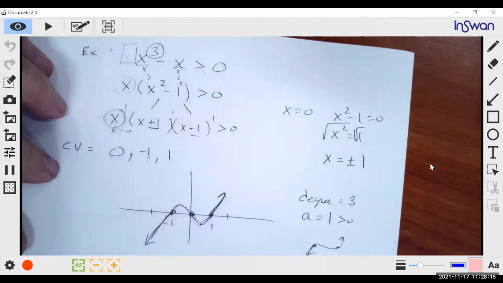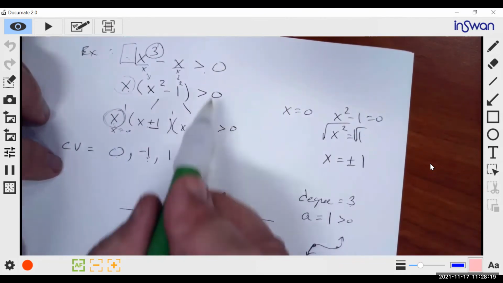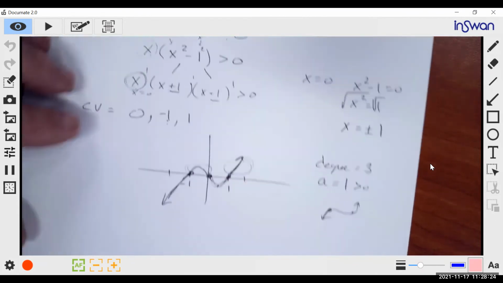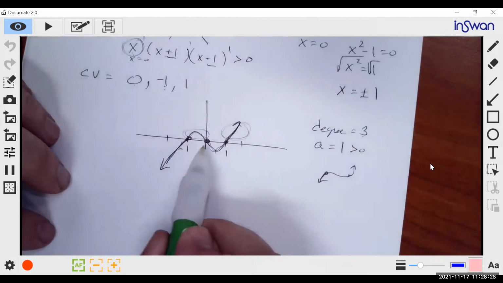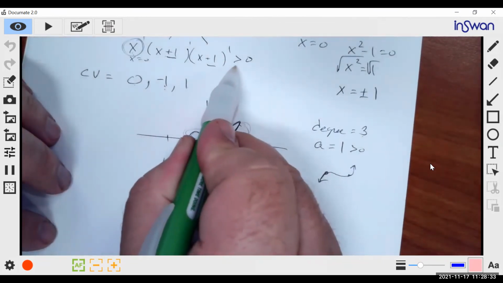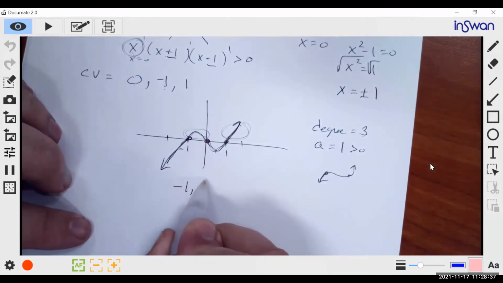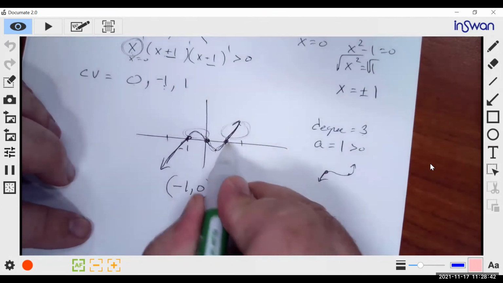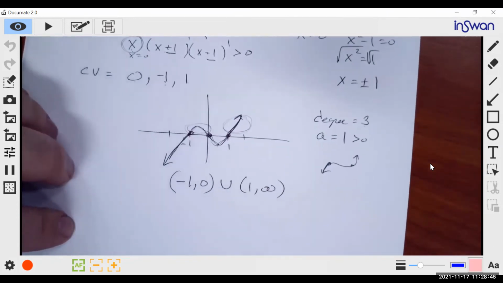And what I'm looking for is this. Greater than 0. Is it above or below? Above, yeah. I want only positives. Greater than 0. That's here and here. Can I use the endpoints? No, because there's no equal sign. So my solution is from -1 to 0, and from 1 to positive infinity. That's my solution.